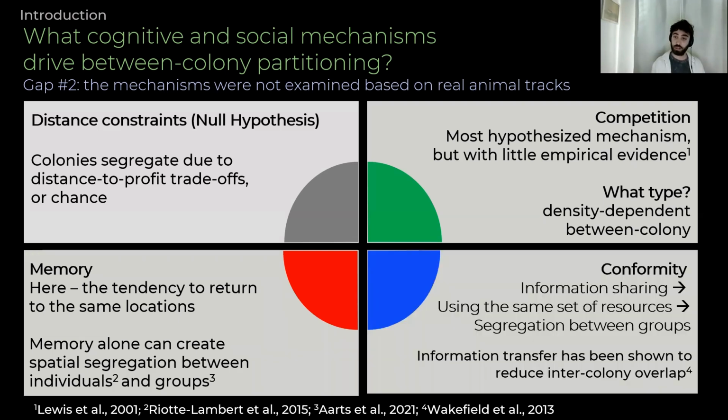And the last one is conformity, and here I'll have to explain what I mean by that. It's a form of information sharing, meaning that individuals share information within the colony, which makes them use the same subset of resources, which will potentially create segregation on its own, just because everybody forages where he knows to forage, which is not the same places as the other colony, right? And of course, those things can act together. So memory and conformity could interact and create segregation on their own.